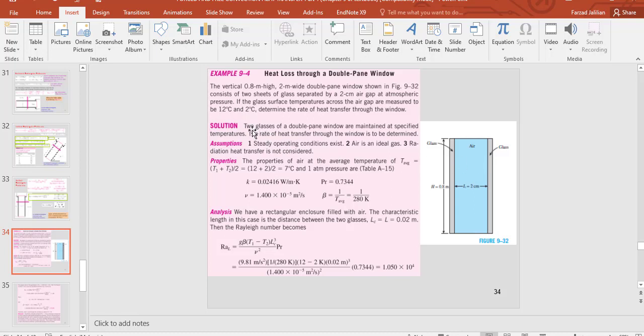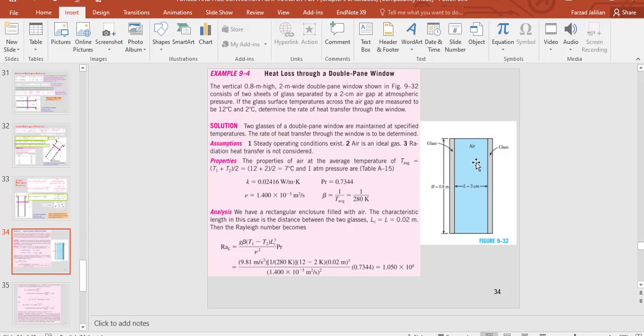So we have two glasses of a double pane window which are maintained at a specified temperature. Then the rate of heat transfer through the window should be determined. First, let's see how we can find a solution for this and how we can find the rate of heat transfer.